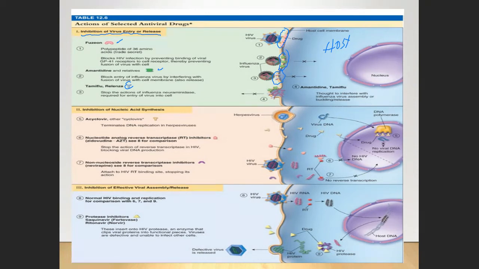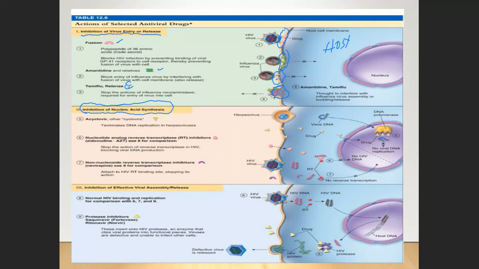Okay, Tamiflu and amantadine are also used for blocking the release of the bacteria and the virus from the host cell. Now, the next group will be the one that inhibits nucleic acid synthesis. Remember, viruses carry nucleic acid, maybe DNA or RNA. Inside the host cell, this DNA or RNA virus will be able to duplicate or replicate.